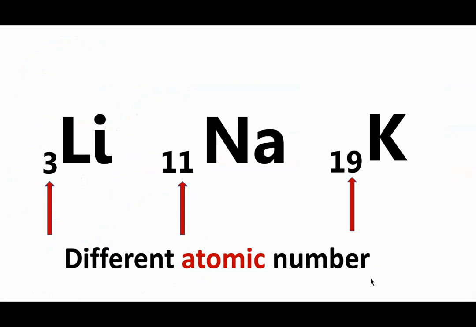Different elements have different atomic numbers because they have different numbers of protons. So lithium has 3 protons in each atom. Each sodium atom has 11 protons, and each potassium atom has 19 protons. But there are other things also inside the nucleus, and that is the neutron.